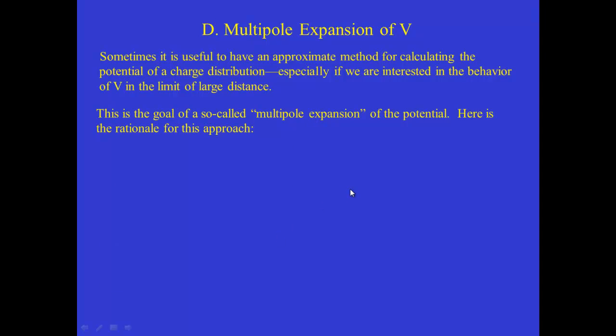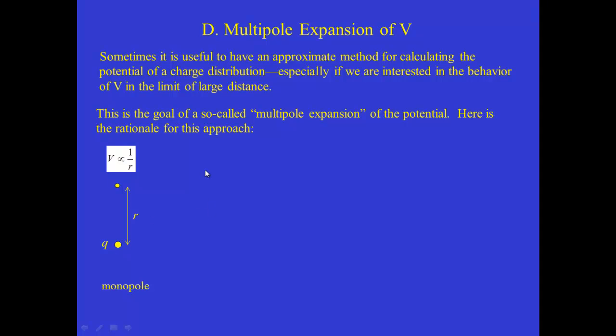Here's the rationale. It's easy to write down the electric potential of a point charge at a distance r. And we know from our previous discussion that that potential is proportional to 1 over r. It's q over 4 pi epsilon naught r. And this is called a monopole, a single charge, a single pole.